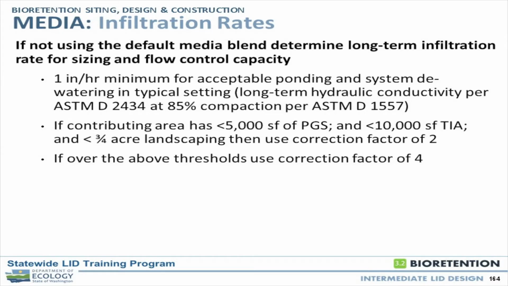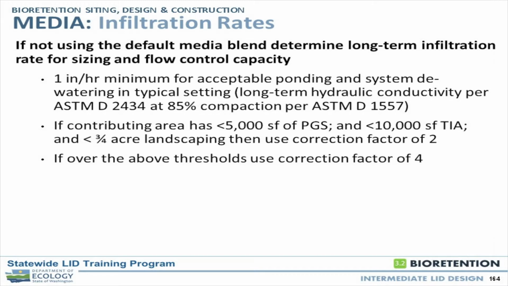So if you're not using the 60-40 mix and you want to build your own, there are some guidelines. The long-term infiltration rate for sizing and flow control capacity is a minimum of 1 inch per hour. That should be really easy. If you can't do that, you maybe ought to rethink your media. There's a set of tests that we recommend. Again, this is all spelled out in the manuals.